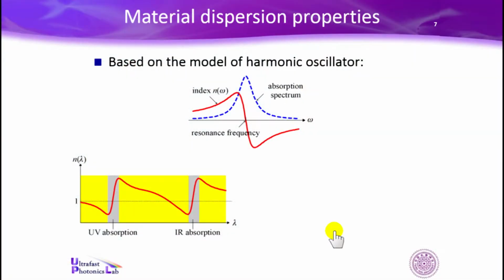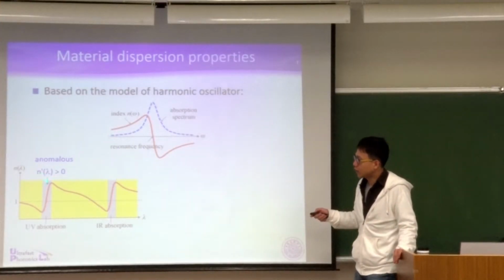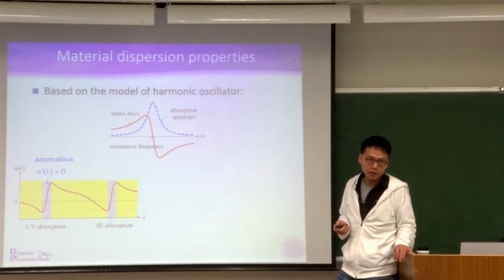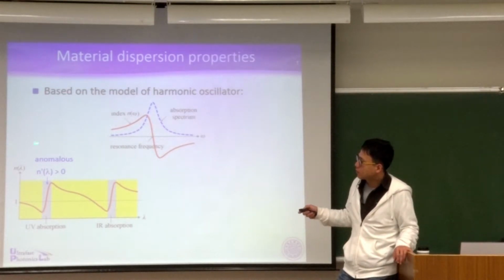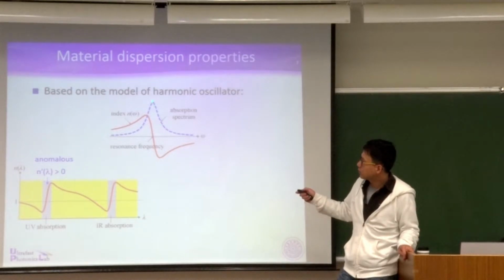And I use two background colors to identify two different regions. Say, around the gray shaded area, you have a positive slope, right? It refers to anomalous dispersion, just like here.